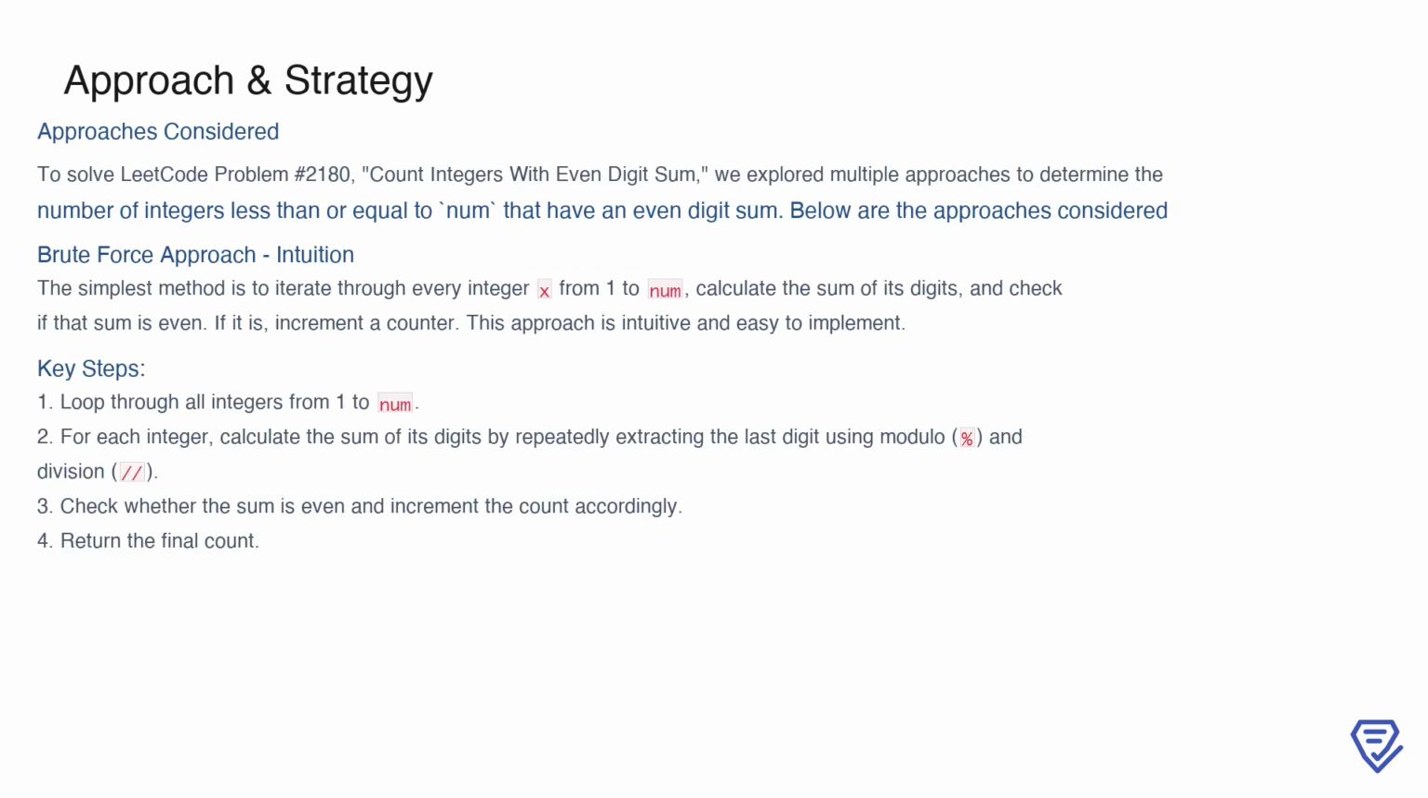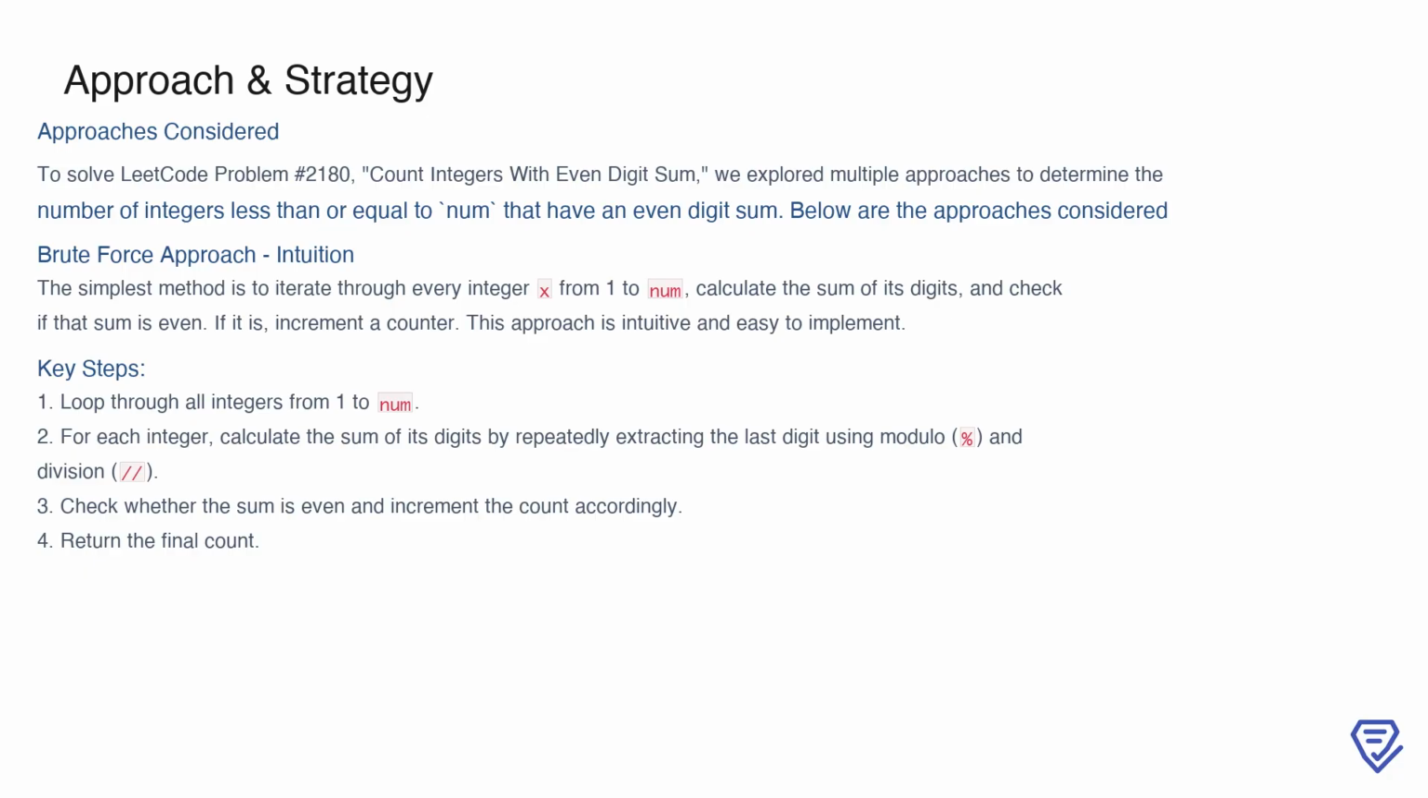To tackle the problem of counting integers with an even digit sum, we considered multiple approaches. The most straightforward method is the brute force approach. Here, the idea is simple: iterate through every integer from 1 to the given number, calculate the sum of its digits, and check if the sum is even. If it is, we increment a counter.